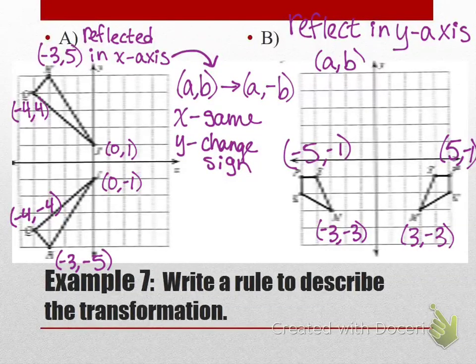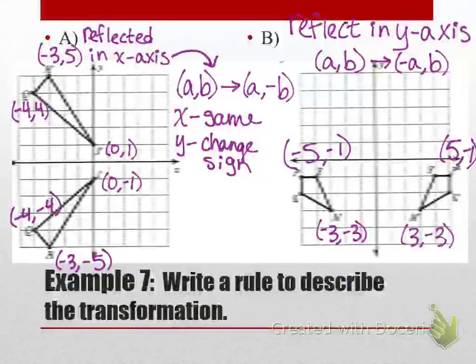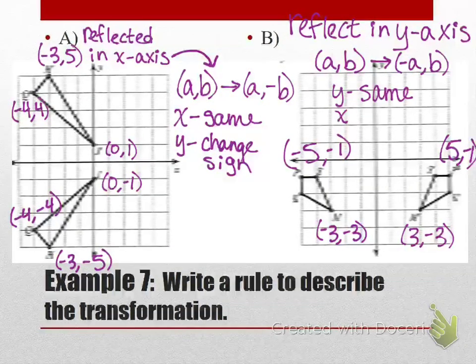So if you start with a point A, B, it's going to become negative A, or opposite of A, comma B. So if you reflect in the y-axis, y is the same this time, and the x is the one that changes sign. Questions, concerns about those rules? Warm, fuzzy feelings?